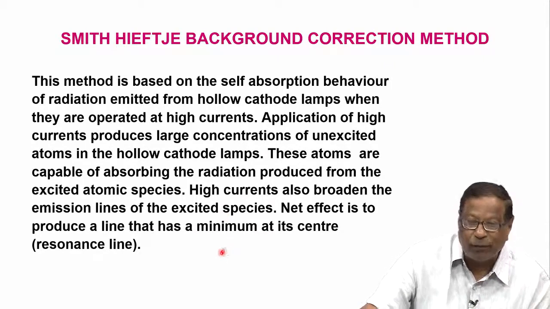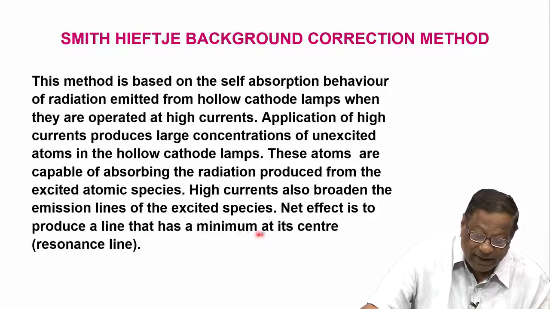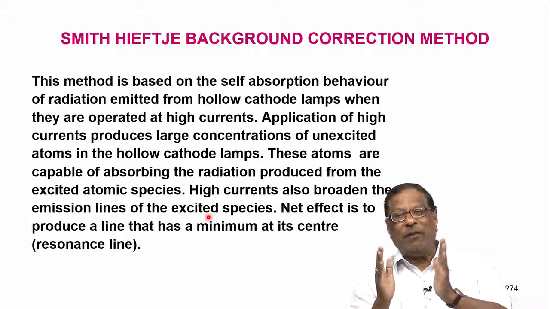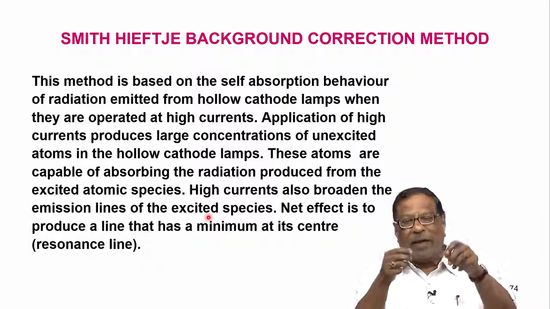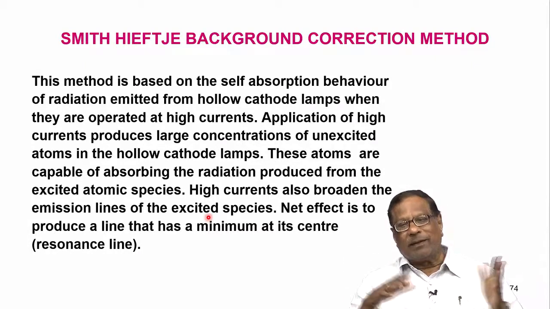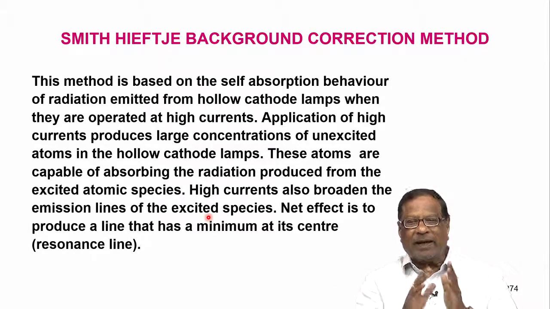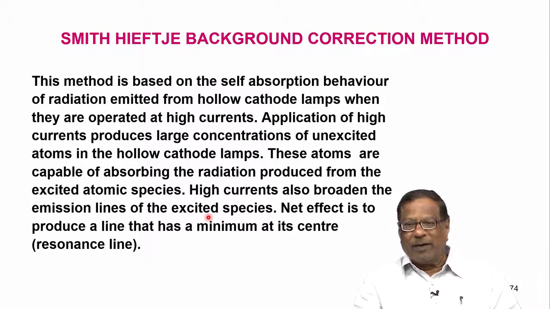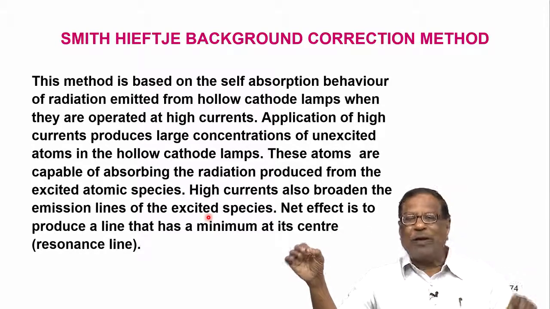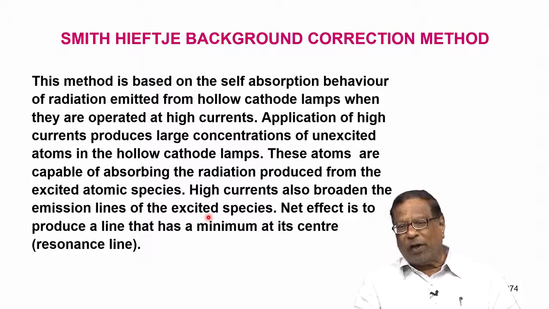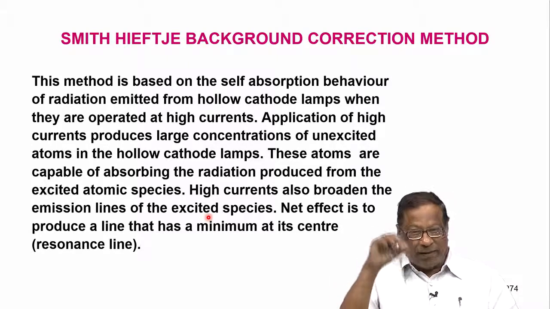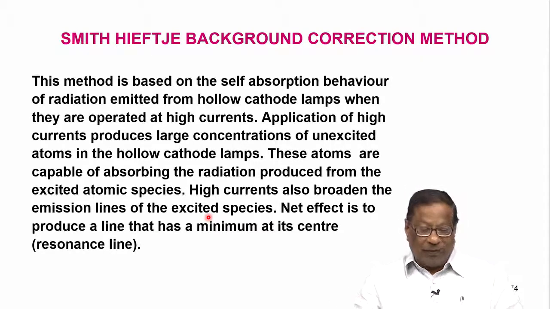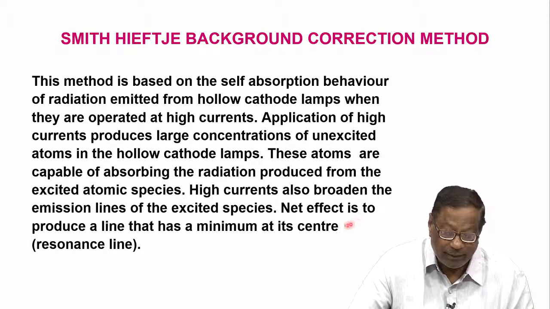What is the net effect of both these things? It is to produce a line that has a minimum at its center, that is the resonance line. That means, I take a hollow cathode lamp, apply high current once and apply low current once. Whenever I have low current, there is no self absorption. Whenever there is high current, a lot of free atoms are produced, they absorb the radiation and then the signal from the hollow cathode lamp becomes less. It is just like putting off the lamp, and whenever it reaches minimum, that is the background absorbance. So, this is another way of making the background correction.